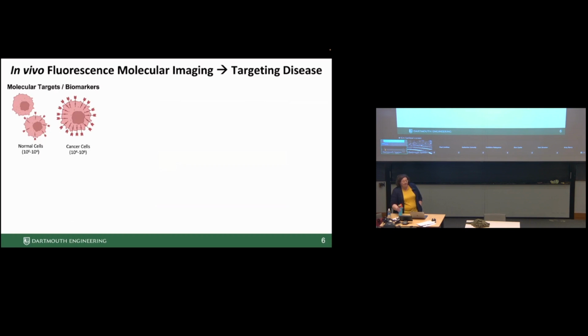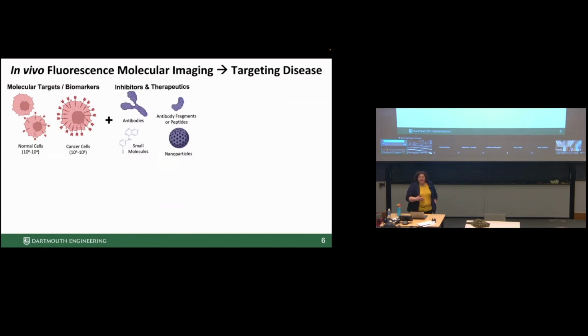So we take these proteins that are on the outside of cells. We call them either molecular targets or biomarkers. And there's a number of different imaging agents and therapeutic agents that are made to target these. So oftentimes we just lift these out of therapeutic agents. They're already being made by the pharmaceutical companies, and we simply just tag them with a fluorophore.